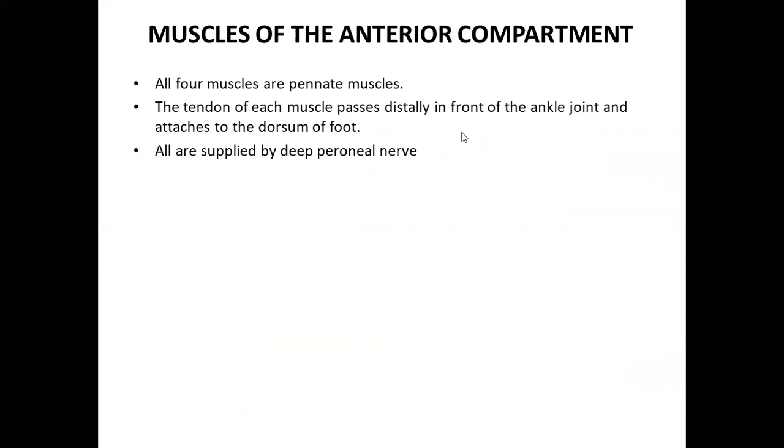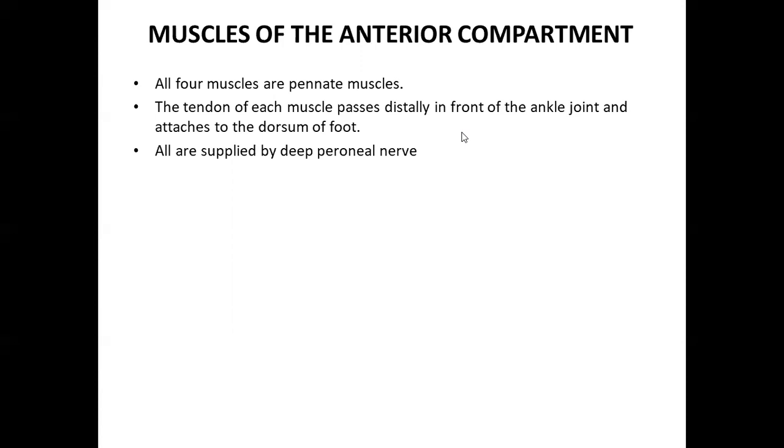Now, the muscles of the anterior compartment. All the muscles of the anterior compartment of the leg are pinnate muscles. The tendon of each muscle passes distally, crosses the front of the ankle joint and is attached to the dorsum of the foot. Okay, and all of these are supplied by the deep peroneal nerve.